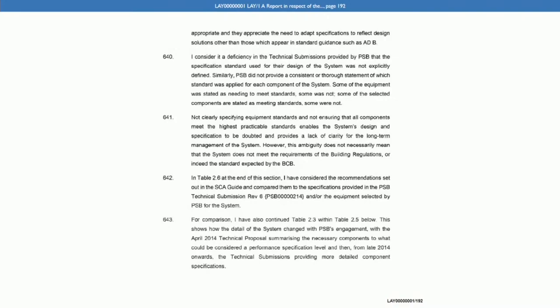Now, would you have signed off on the technical submission prepared by PSB for the system at Grenfell Tower? Well, it's not my job to sign off anything. I'm not a building control body. But if I was, for example, a technical reviewer for a project, I would have asked for more detail to be included. So can we agree that that technical submission didn't contain the information about the system which you would expect from a reasonably competent designer of such a system? I didn't think it did, no.